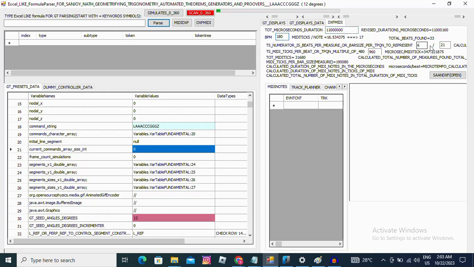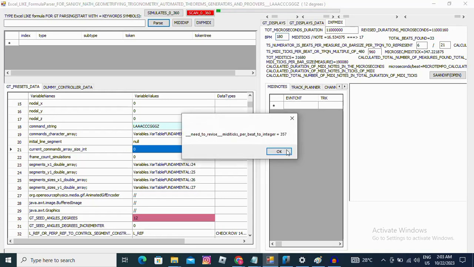I have taken this 17 as MIDI ticks per note, and that is auto calculated. It is taken as a fractional, and to make it a full integer, it is suggesting that I set the MIDI ticks per beat to the integer 357, and that will help us get the data in proper integral 17 values. So it will automatically take the value 357 as the MIDI ticks per beat.